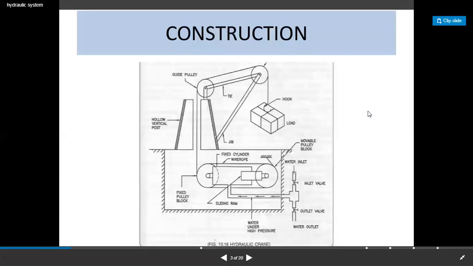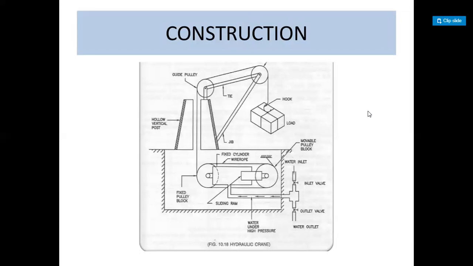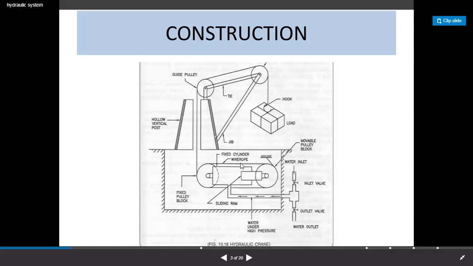So what is the construction of the hydraulic crane? You can see the different parts: water under high pressure, inlet valve, outlet valve, fixed pulley block, fixed cylinder, wire rope, movable pulley block, hook, load, tie, guide pulley, and hollow vertical post. These are all the different parts in the hydraulic crane.